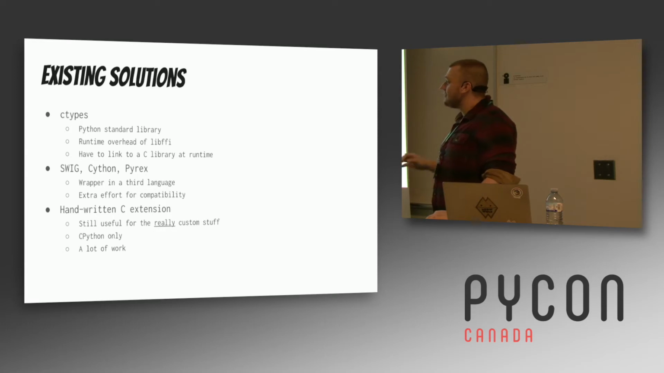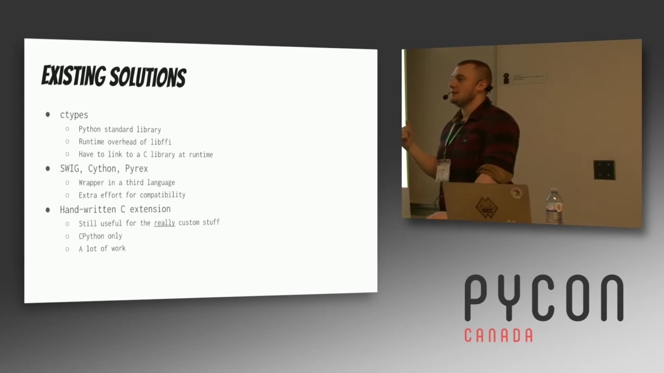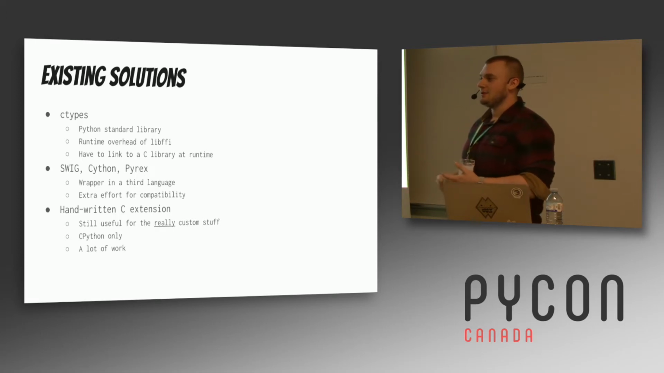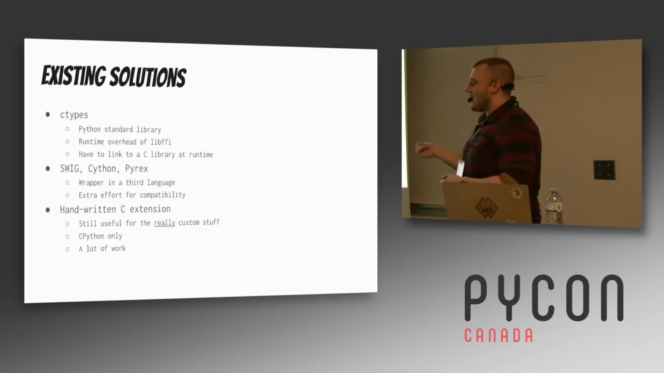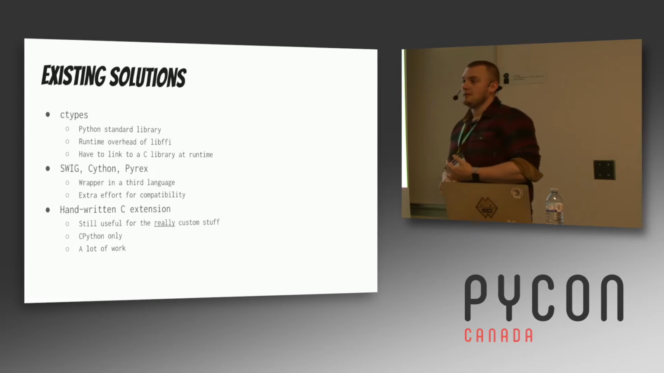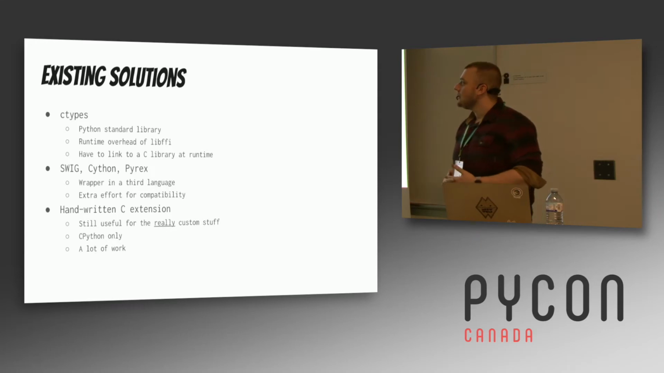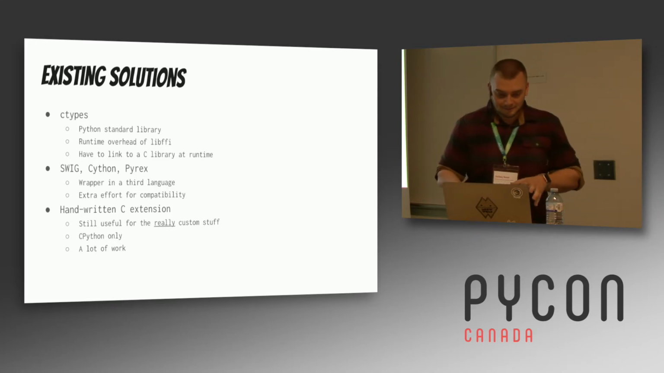And then finally, the most low-level way that you could probably do it is you could handwrite a C extension in Python, which is still useful if you're doing really custom stuff. So async I/O, where you really need access to the interpreter level, or you need to control garbage collection stuff, reference counting. Handwritten C extensions are only going to work for CPython. There's a lot more work that's going to go into it. They're going to be difficult to maintain. They're probably not going to be compatible across major Python versions, like Python 2 and 3. So you've got a few different ways of doing things.